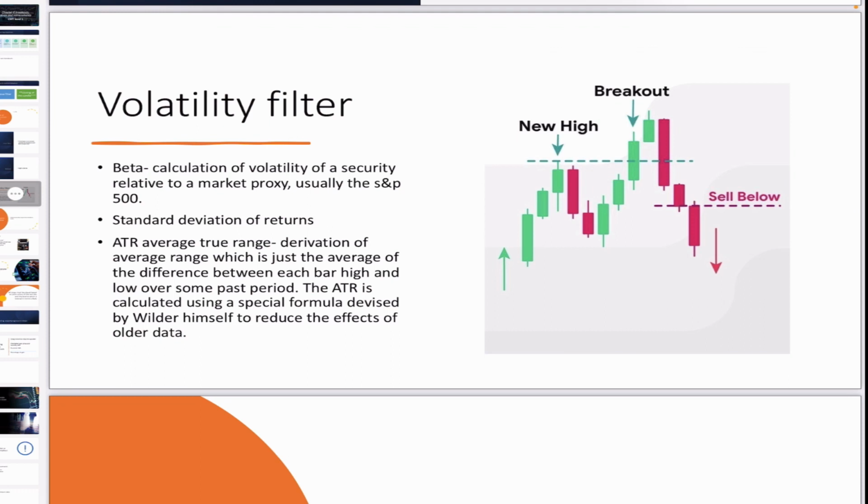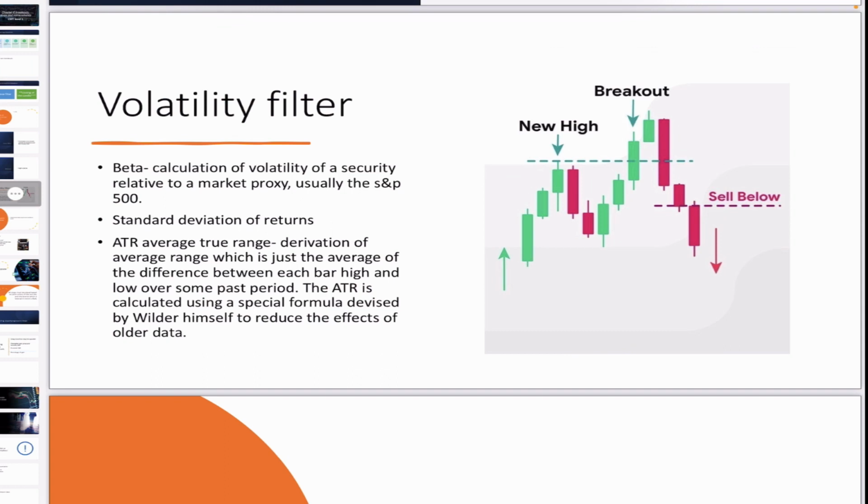So ATR is my average true range, right? It is an indicator. So average true range is a derivation of the average range. So what do I understand by range? By range I mean the high minus low. How much does a stock move in a day, right? Which is just the average of the difference between each bar high and low over some past period.